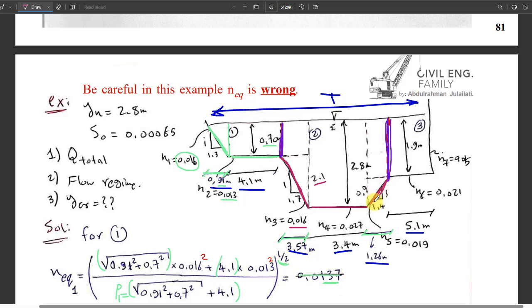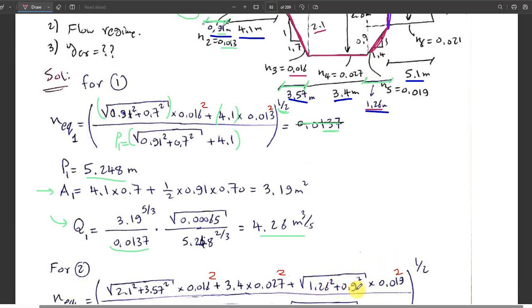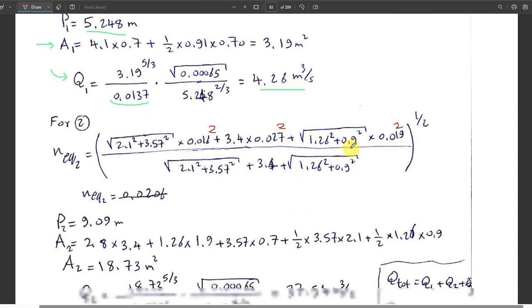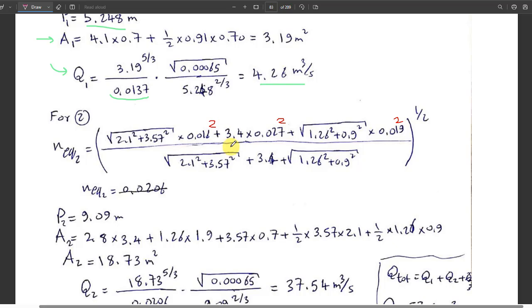So what is the diagonal? Vertically it is 0.9, so 0.9 squared plus horizontally it is 1.26, so 1.26 squared plus 0.9 squared, times the n, which was 0.019. All divided by, directly you can select these. These are the perimeters, so you should take these and repeat them in the denominator and sum them up. All under the square root, and you can get the equivalent n.